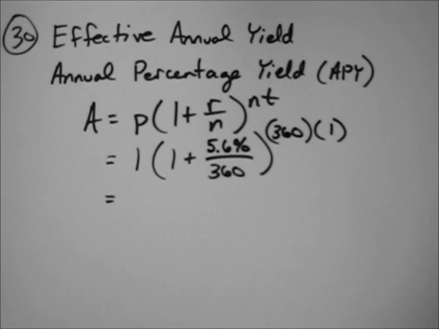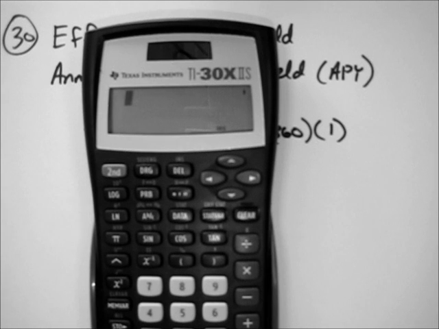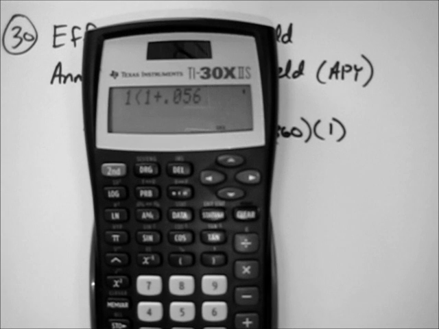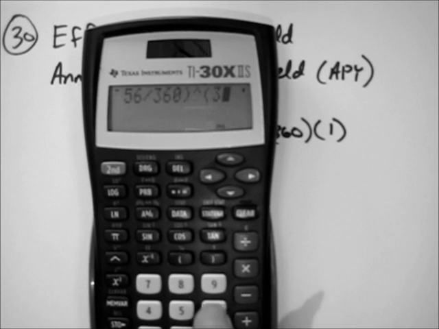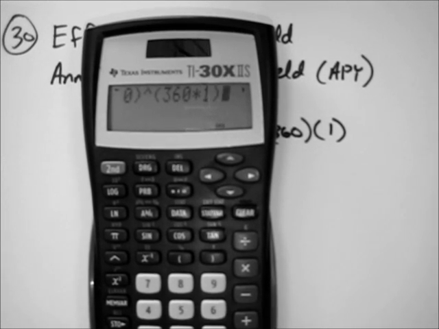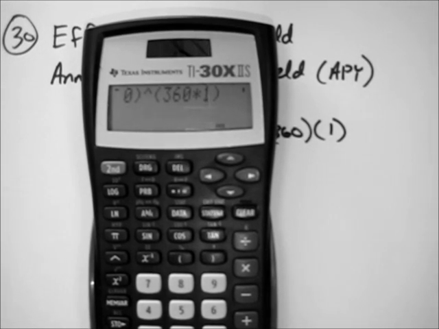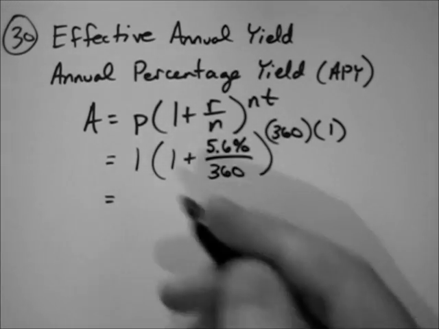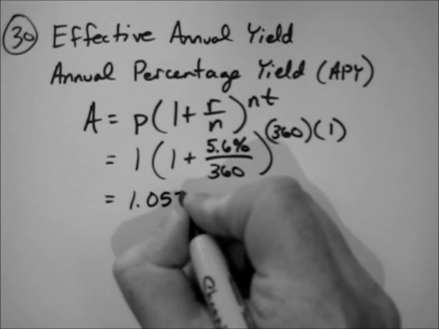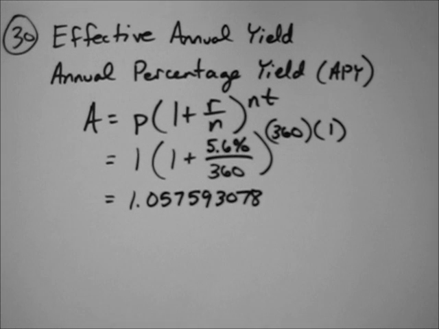So, putting all this in our calculator, we get 1 times 1 plus 0.056, changing the percentage to a decimal, divided by 360. Close the parentheses, caret, raised to the 360 times 1. And I realize I'm oversimplifying some things. You don't have to put times 1 because times 1 is still itself, so you could skip that. Equals, and I'm going to write down all these decimal places. 1.057593078.